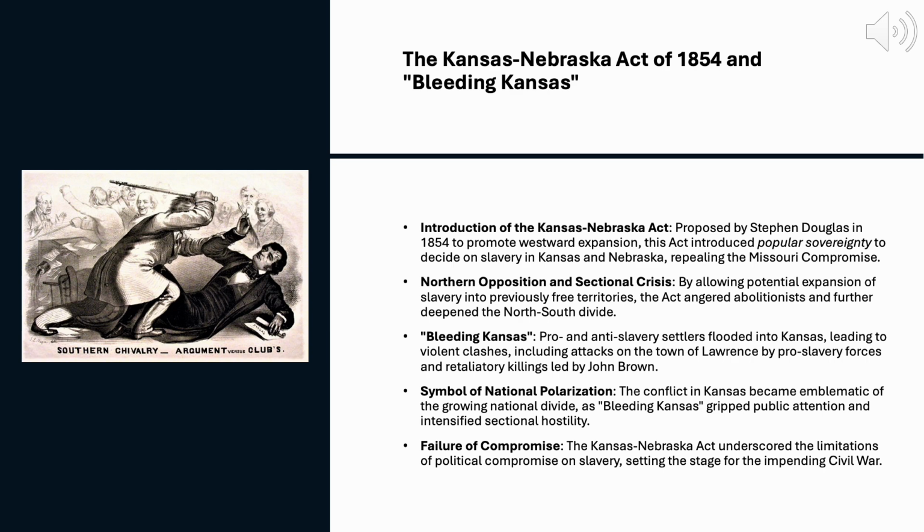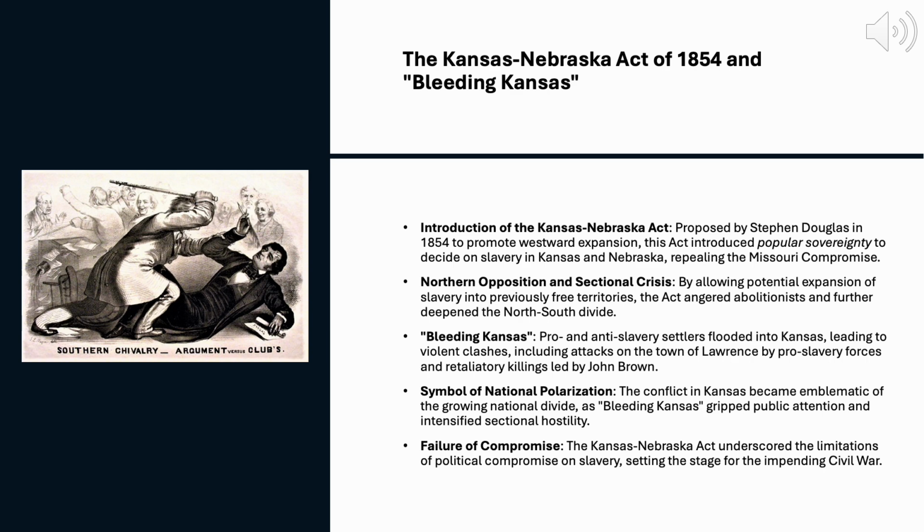In 1854, Senator Stephen Douglas introduced the Kansas-Nebraska Act, a piece of legislation that would fundamentally reshape the political and social landscape of the United States. Douglas, a strong advocate of westward expansion and economic development, sought to organize the territories of Kansas and Nebraska to facilitate the construction of a transcontinental railroad.